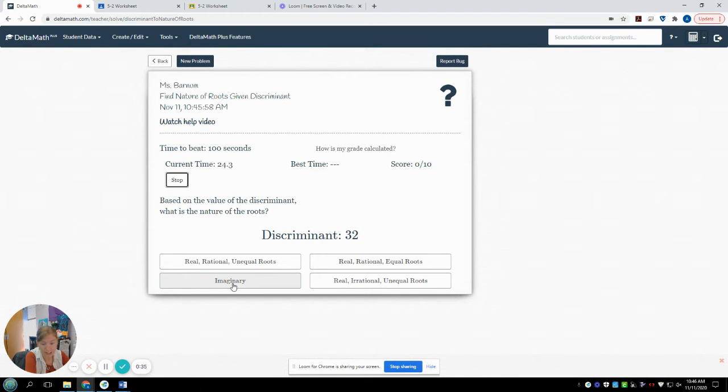If they say imaginary, imaginary means no solution. There's no real one that you can have. When we get back to 4-4, we're going to talk about imaginary numbers. But for now, imaginary means no solution.